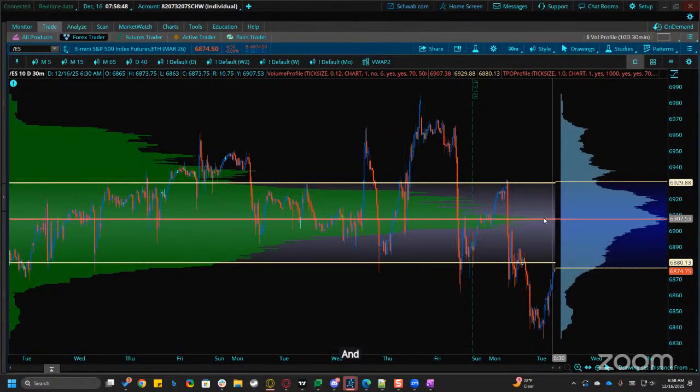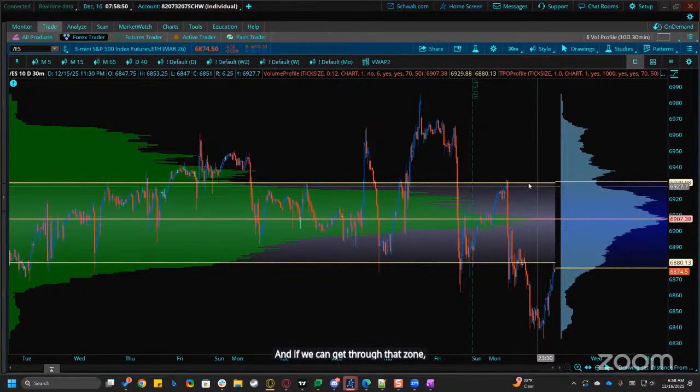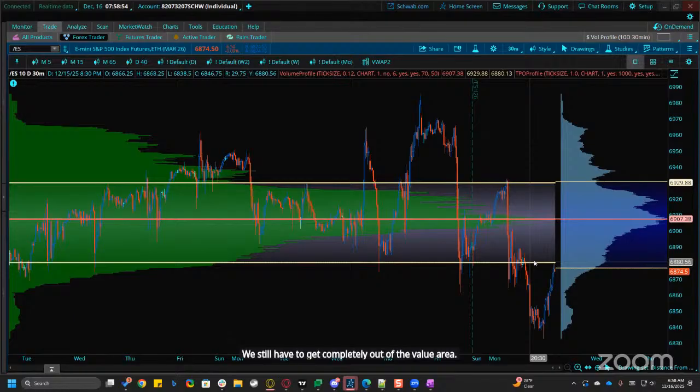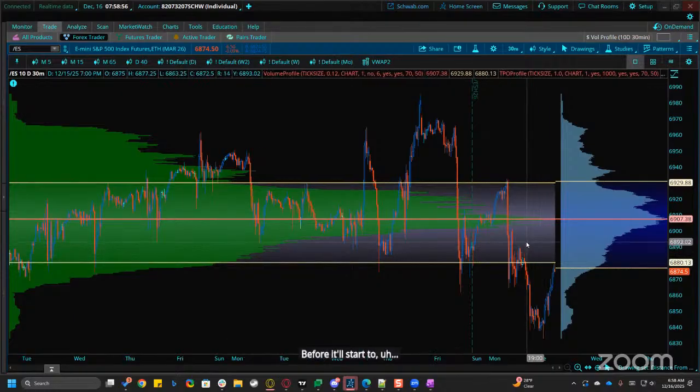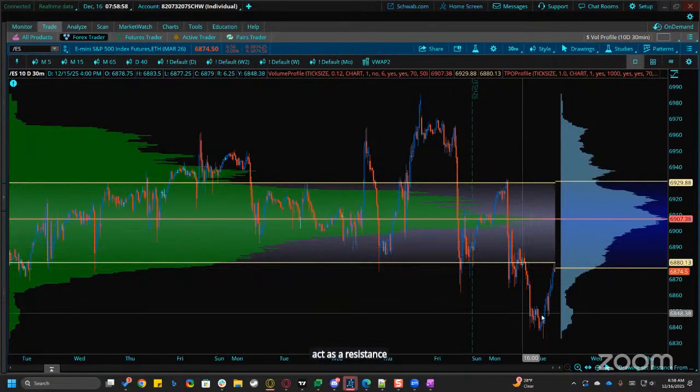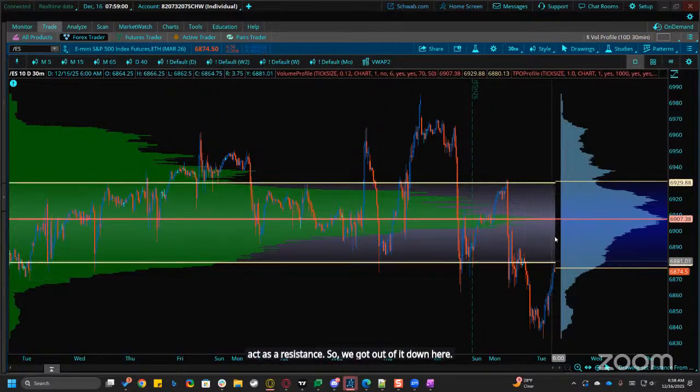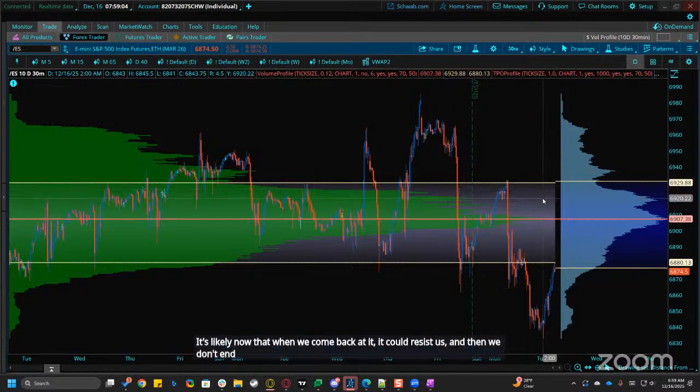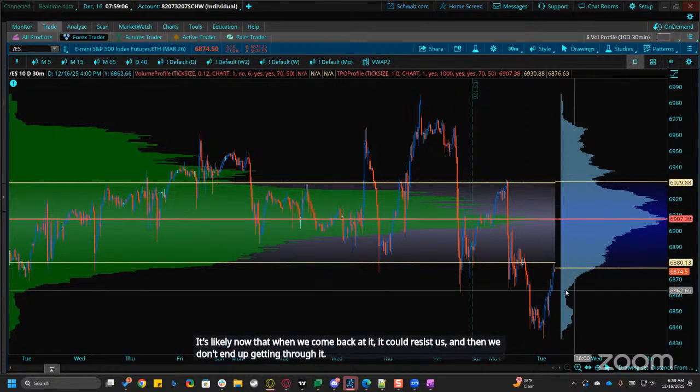And if we can get through that zone, we still have to get completely out of the value area before it'll start to act as a resistance. So we got out of it down here. It's likely now that when we come back at it, it could resist us, and then we don't end up getting through it. So be careful of that.